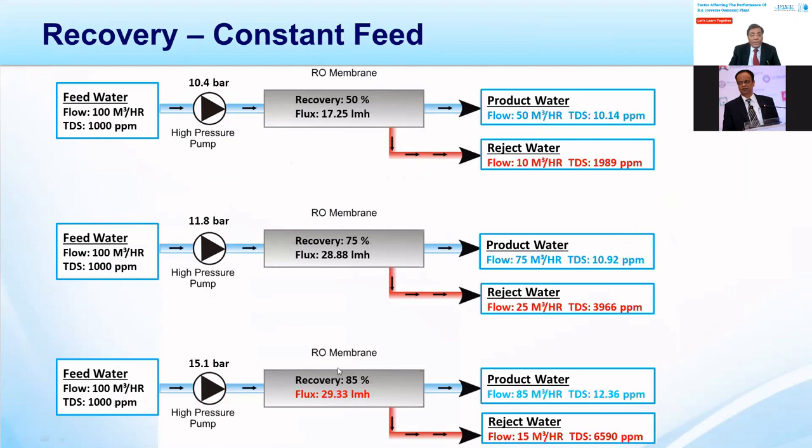And you can see the impact of pressure and recovery with constant feed water conditions like flow and TDS. At 50%, we will have reject water TDS around 2000, and at 75% recovery around 4000, and so on up to 85%. That's what I indicated in the last slide, and it has been presented in this slide for your better understanding of the recovery, reject, and product variables.